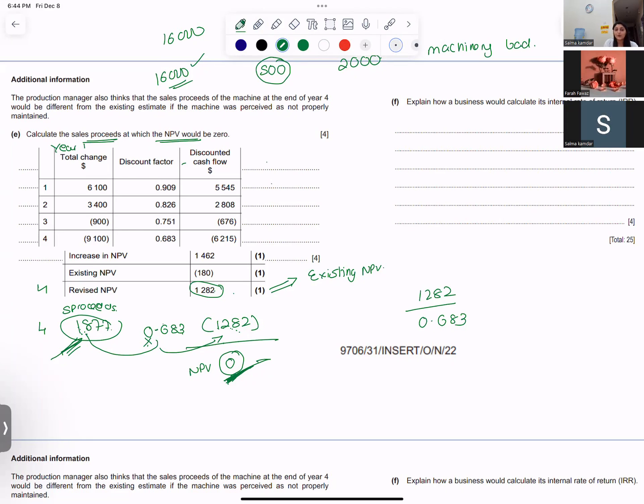Okay. So now what is the sales proceeds at which the NPV would be 0? 1877. No, 16,000 is your actual sales proceeds. So from that you will minus 1877. So 14,123 will be your new sales proceeds. Are you with me? Still a bit, I don't understand that one.